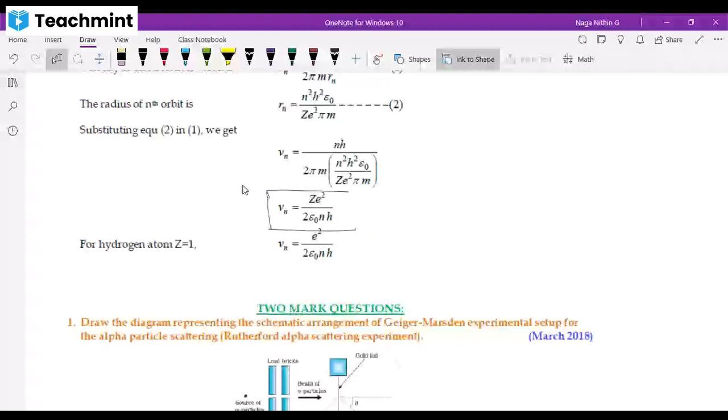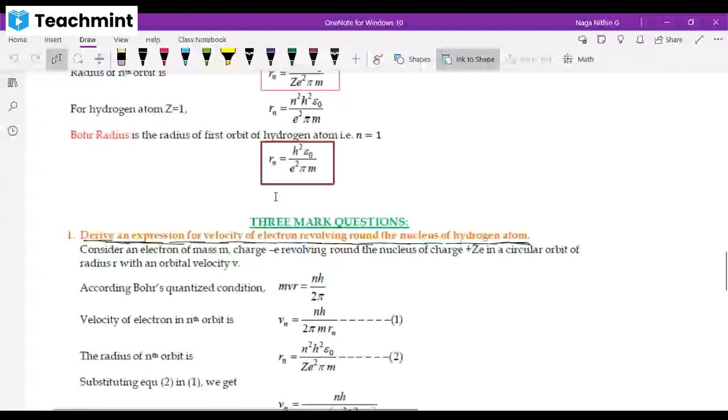Vn is equal to Z e square by 2 epsilon naught n h. If we consider the hydrogen atom, then Z is equal to 1. So its velocity value will be e square by 2 epsilon naught n h. That will be the formula for it. So three 5-mark questions, one 3-mark question. These are enough. They already mentioned that no 2-mark question will be asked in this chapter.